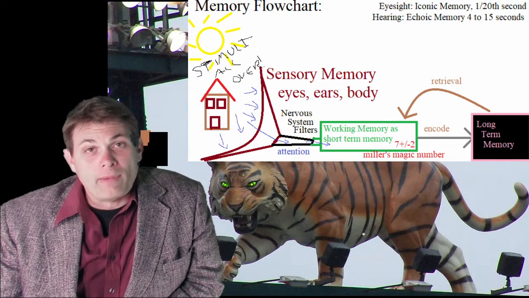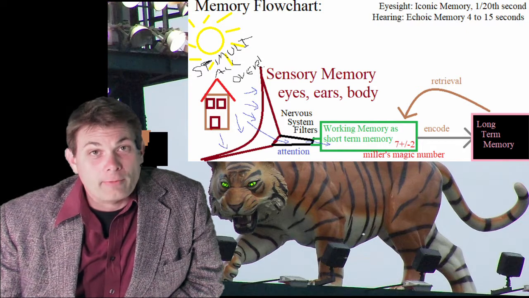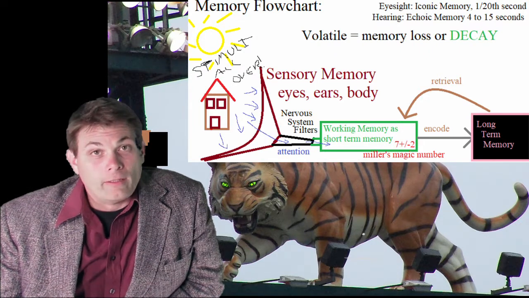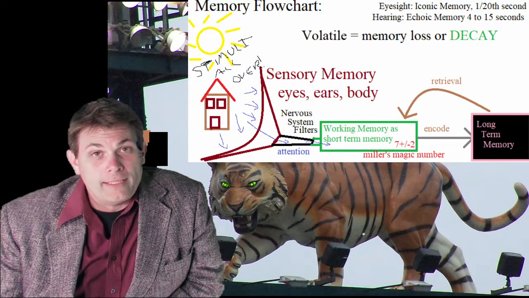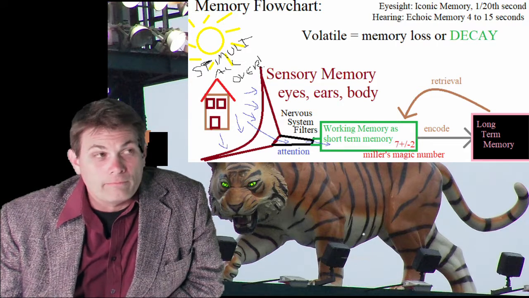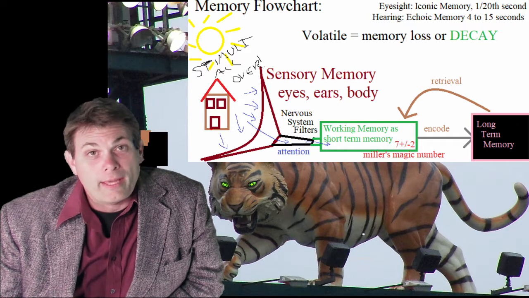Now, what we mean by volatile in terms of memory is that we forget things really quickly. So, sensory memory is going to be very volatile because depending on which organ you're talking about, you've only got from 1/4 of a second to 15 seconds before it's just gone. And if it hasn't made it to the next step in that 1/4 of a second to 15 seconds, you're never going to get that information back.